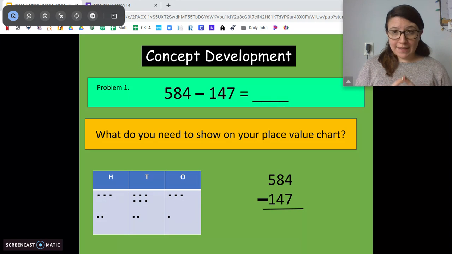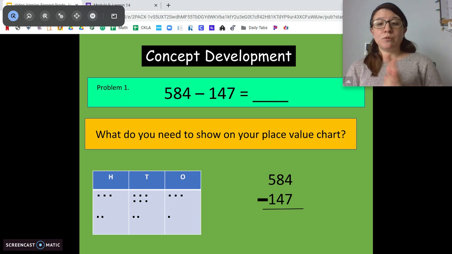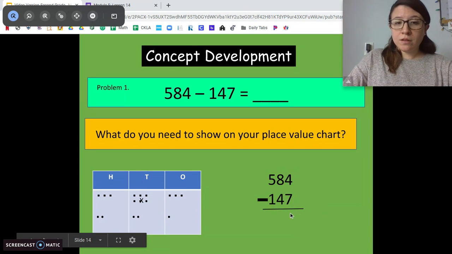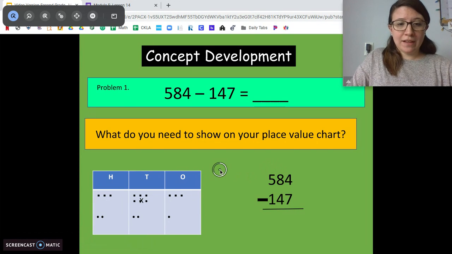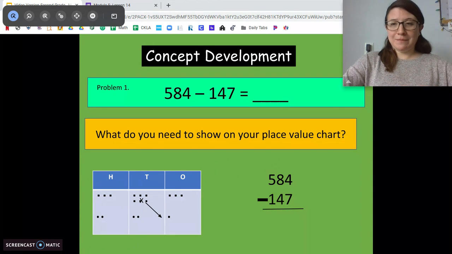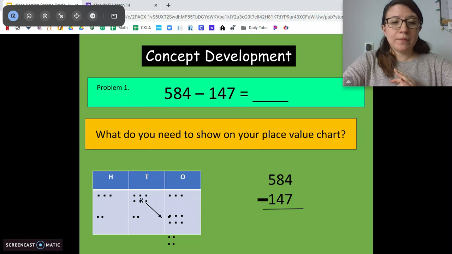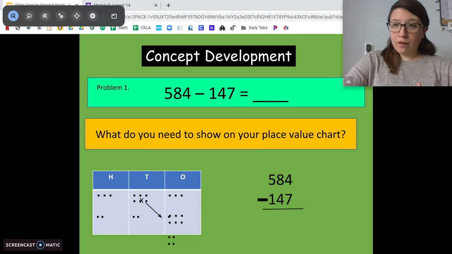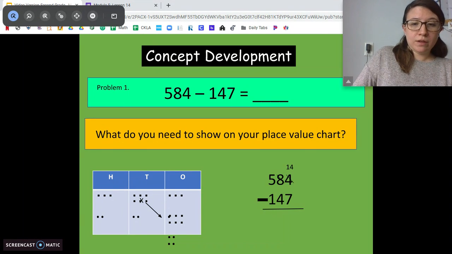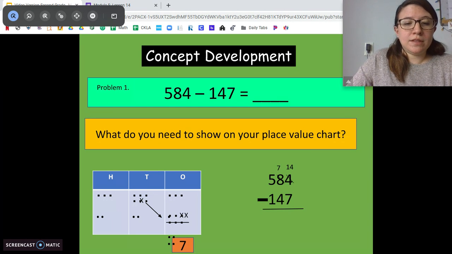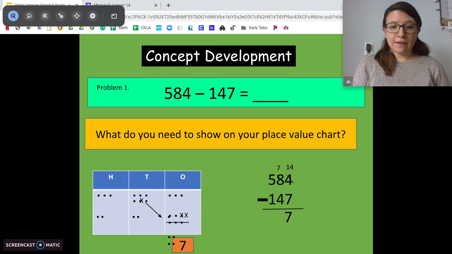What is our first step? To subtract our ones, right? Can we take 7 ones from 4 ones? We can't, right? So what do we need to do? Good. We got to cross out a 10 and move it over. So I'm moving my 10 over. So now I can cross out my 7 ones. Let's change it on our algorithm. And then we're going to cross out those 7 ones, and we end up with 7 ones left over.